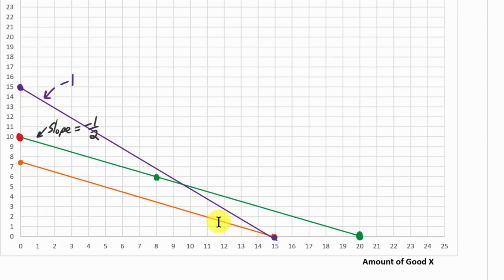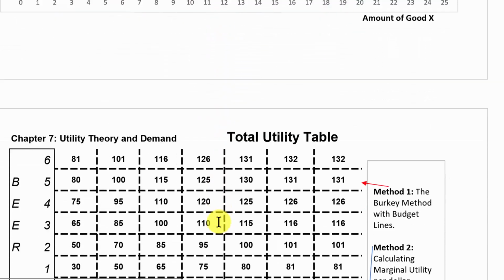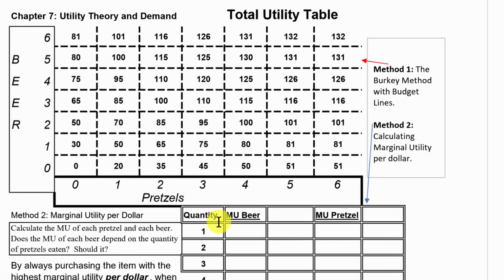Okay, let's use this knowledge about budget lines to talk about how we maximize utility the Berkey way. Make sure that you have downloaded and printed out this handout so that you can do this along with us. Here we have a total utility table. We have a grid where we have analyzed a person and come up with the amount of utility this person gets for various combinations of 2 goods, pretzels on the x-axis and beers on the y-axis.